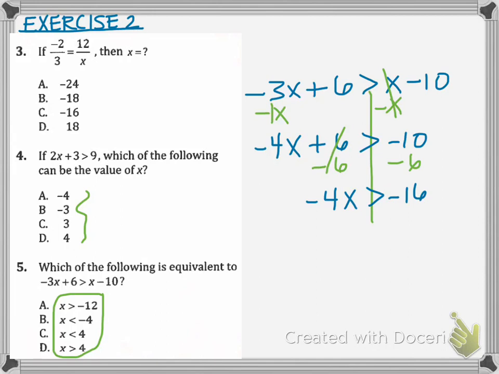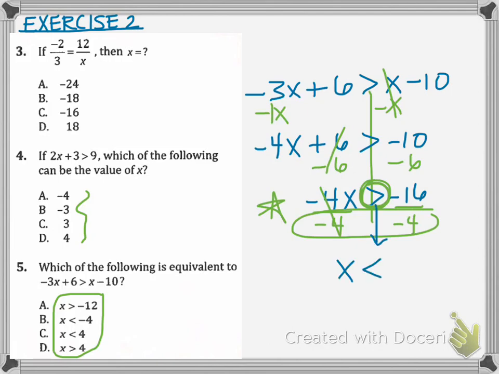Okay, the last step, the coefficient in front of x is -4. We're going to divide both sides by -4. Remember, I said if you divide both sides or multiply both sides by a negative, which we are, you have to flip the symbol here. So that means on the left, we have x, but our greater than becomes a less than. On the right, negative 16 divided by negative 4 is positive 4. So the solution here is x is less than 4, which is C.